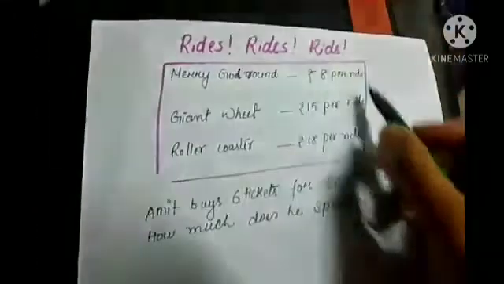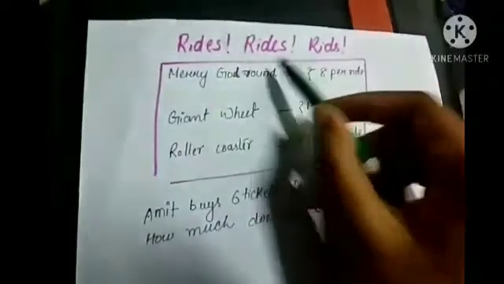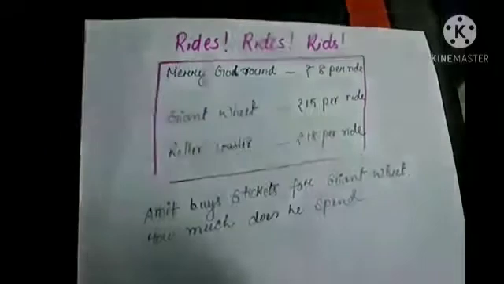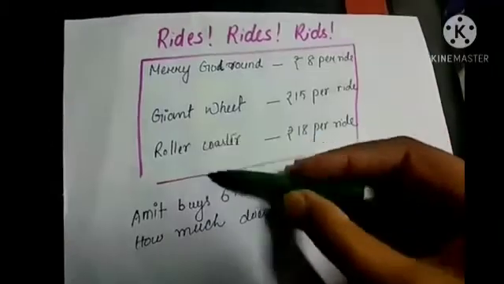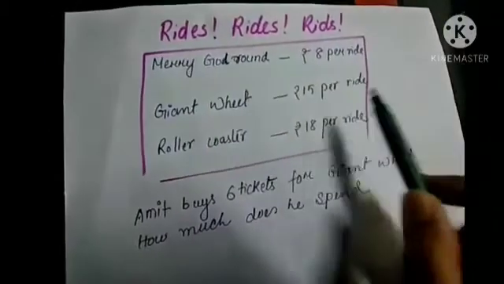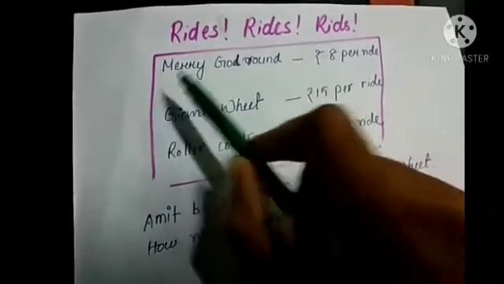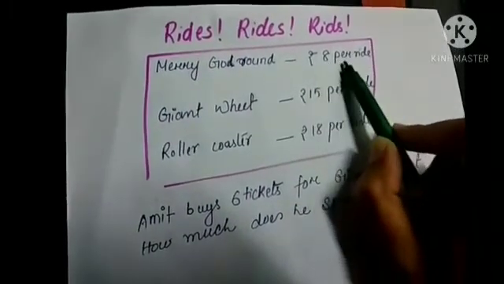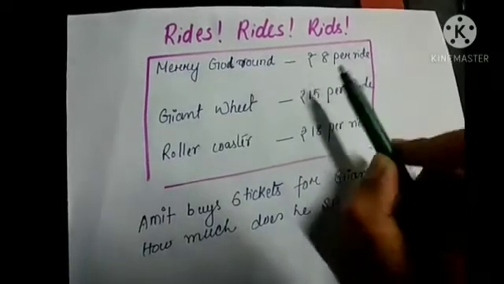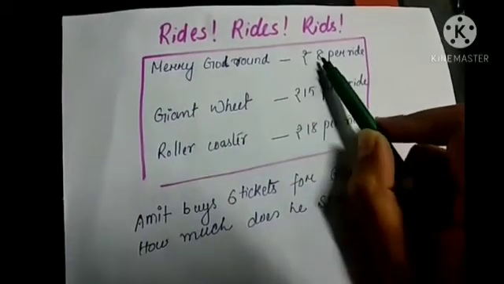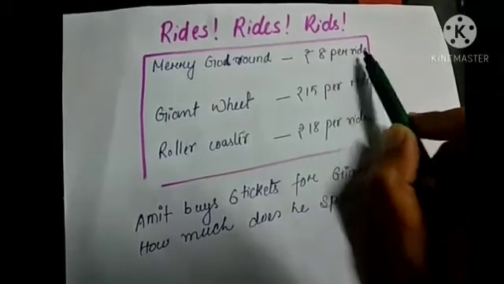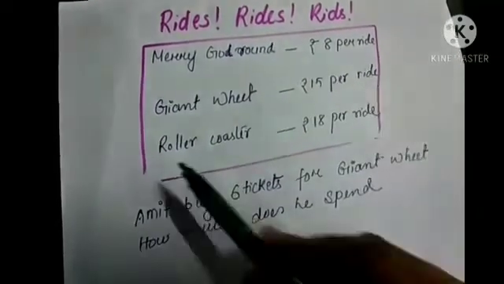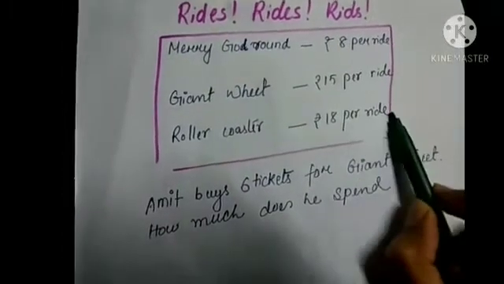Now let's consider one another case. Here you see one chart, rides. Here you see different items are given, and the price is also given. That means if you go for the merry-go-round you have to pay 8 per ride. That means this one is the price for one ticket. So one ticket costs 8. Okay, rupees 8 per ride. Then giant wheel rupees 15 per ride and roller coaster 18 per ride.